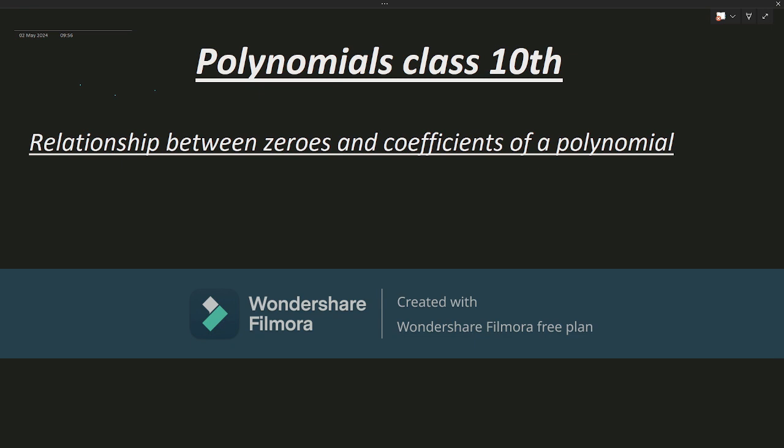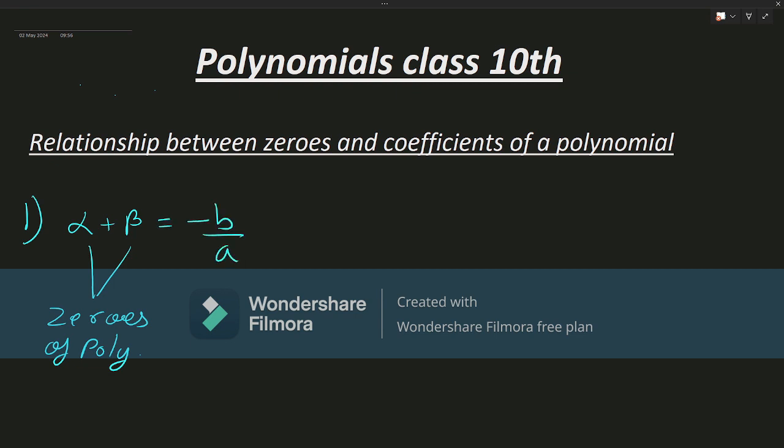One is the addition formula. Addition formula means alpha plus beta. Now, you might be asking what is alpha and beta. Alpha and beta are the zeros of the polynomial, separate zeros. Whenever the question mentions alpha and beta, or xyz number is the zero of the polynomial, you need to put the value alpha plus beta equal to minus b upon a.